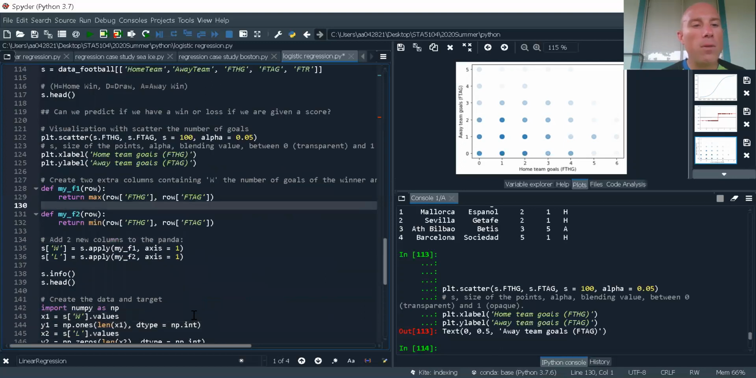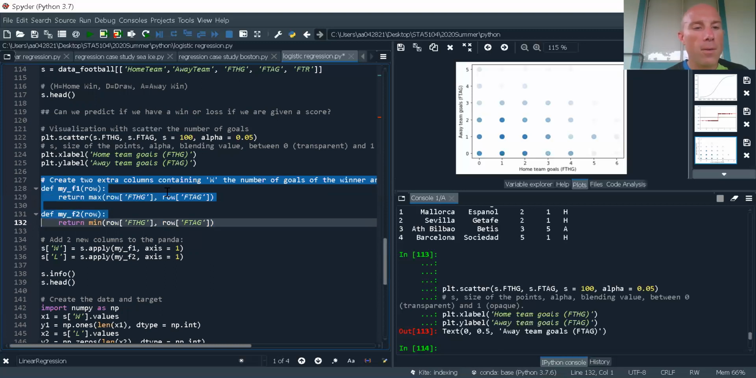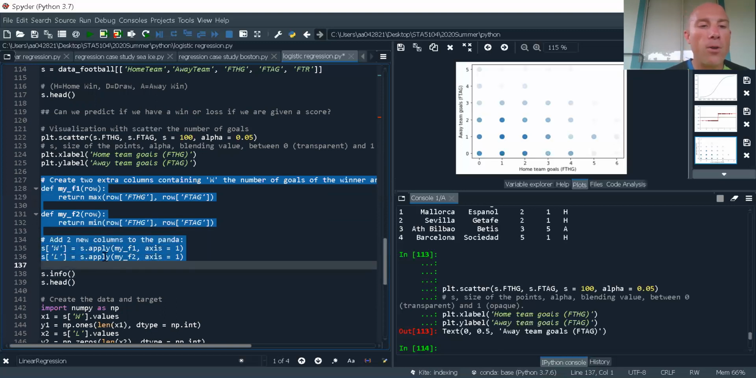All right, so now I want to convert this to home wins and losses. I'm going to make a special function for this. Here is the max and the minimum. We're going to use the apply function to go through and figure out who won and who lost on each of these.